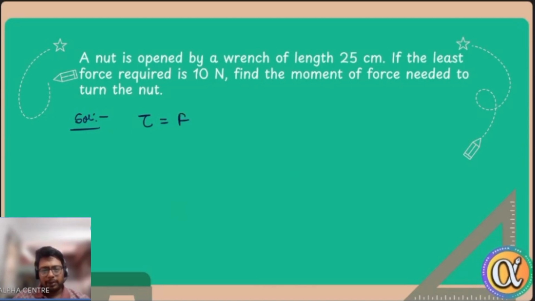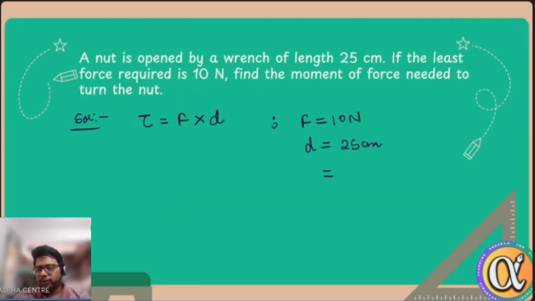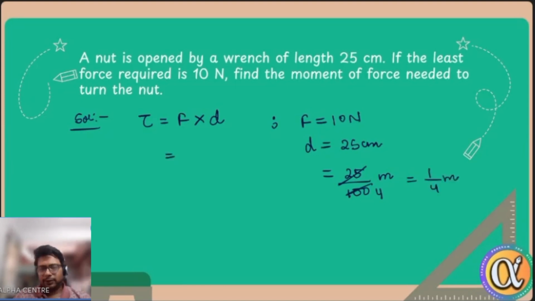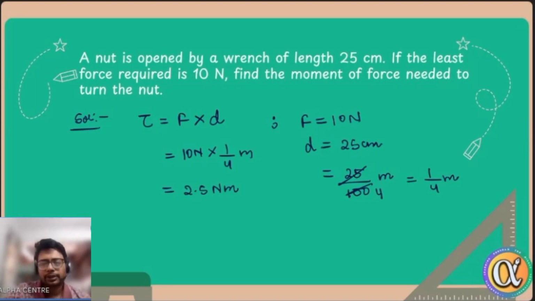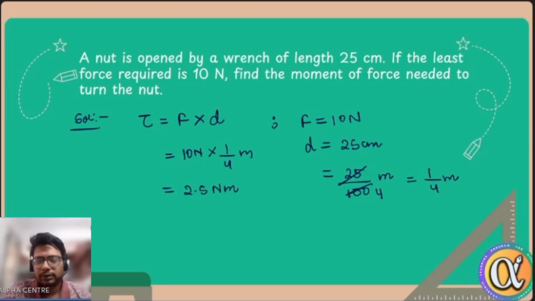So torque is equal to force multiplied with distance. Here the information given is force is 10 Newton and distance is 25 centimeter. We convert that to meter. That's compulsory. That is basic in physics. We always convert it to the required unit. If everything is in SI unit, we convert it to SI unit. So 1 by 4 meter. So 10 Newton multiplied with 1 by 4 meter is 2.5 Newton meter. Clear? Yes, sir.